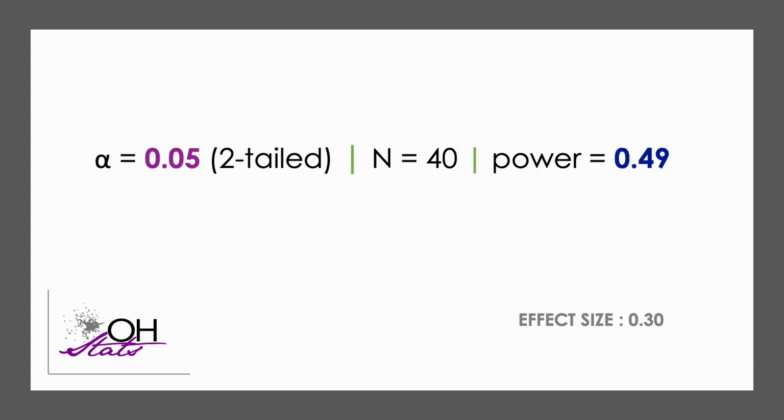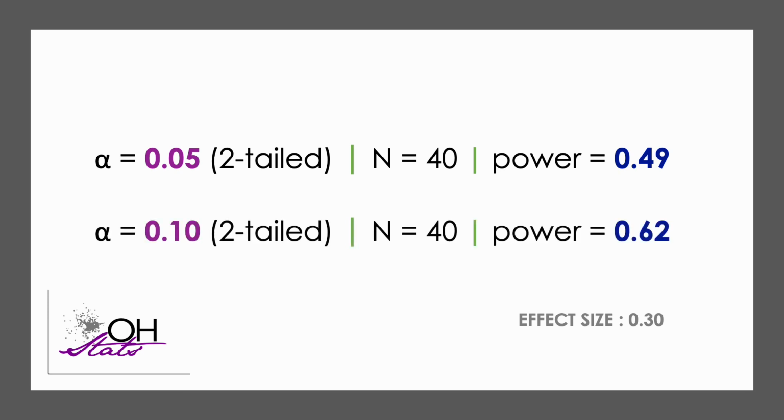For example, with a medium effect size, discussed in detail in another video, and an alpha at 0.05 two-tailed with 40 observations, power is 0.49, whereas an alpha at 0.10, also two-tailed with the same number of observations, power is 0.62. So we see here that changing one parameter alone, in this case the alpha, increased power.